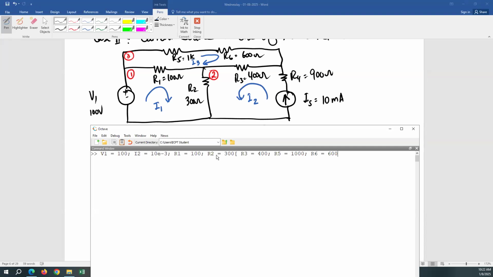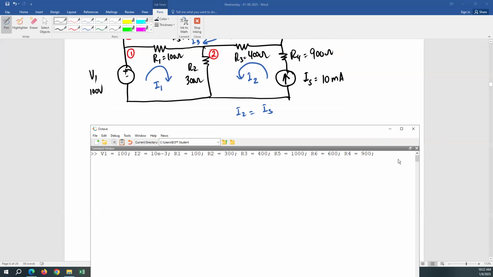Did I miss any? R1, R2, oh, what is this? 300. R3, R4 is missing. Where is R4? R4 is right here, 900. Okay. So R4 is 900. Although R4 is not in the equation anyways, in the 2 equations, because we already know I2. So we did not write the equation for this loop. So even if I ignore R4, it doesn't really matter because it's not in the 2 equations.